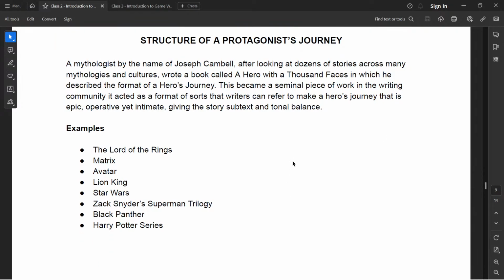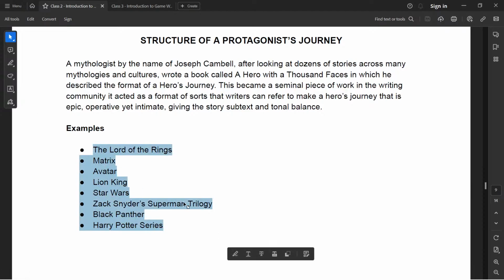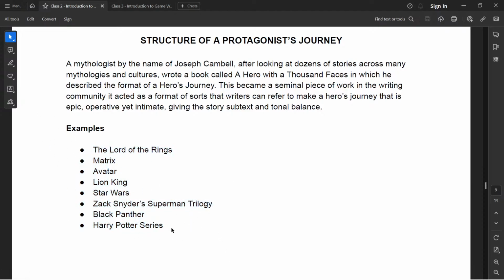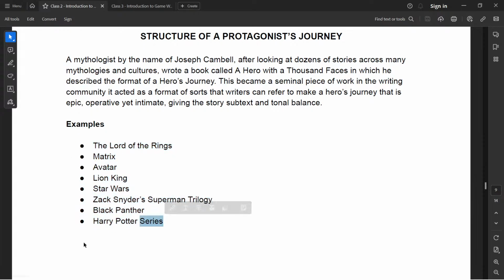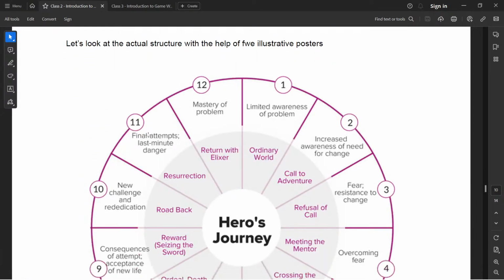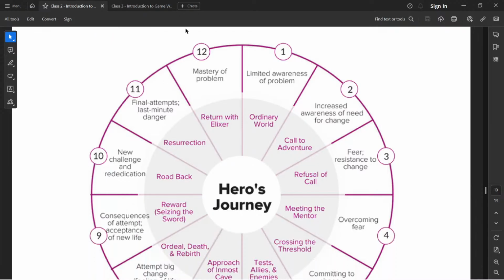So I suggest you guys use this. I'll be explaining it in detail right now. Some of the major movies have all used this for creating their stories. And yes, this is your hero's journey. I shall explain it in a bit more detail.